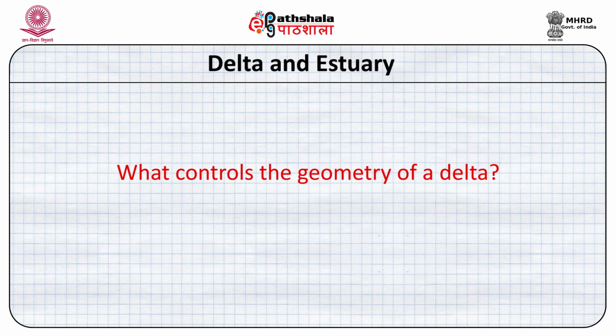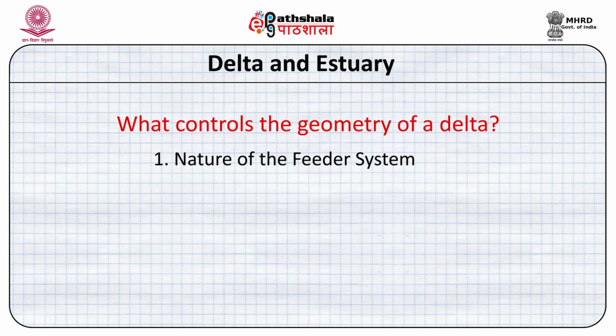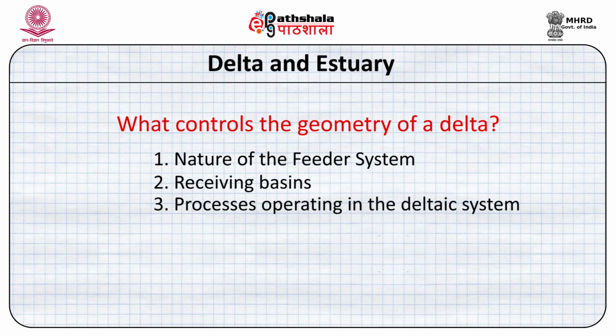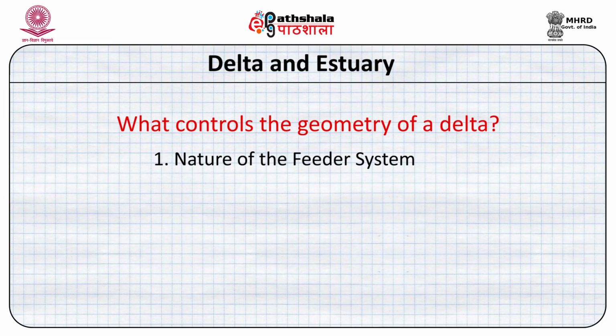Now, delta. What really controls the geometry of a delta? There are three major controls. Number one, the nature of the feeder system. Number two, the bathymetry of the receiving basin. And number three, the processes that operate in the deltaic system. All these three parameters may differ extensively, and that will cause different kinds of geometry of the delta.